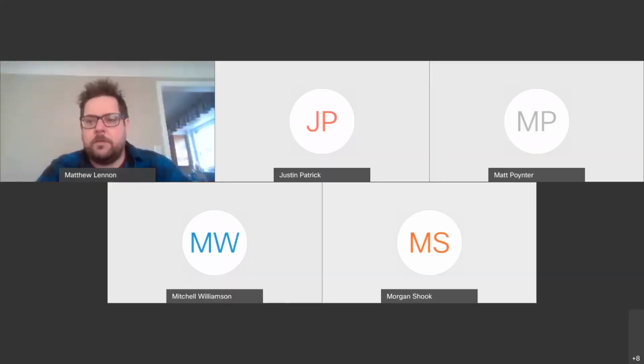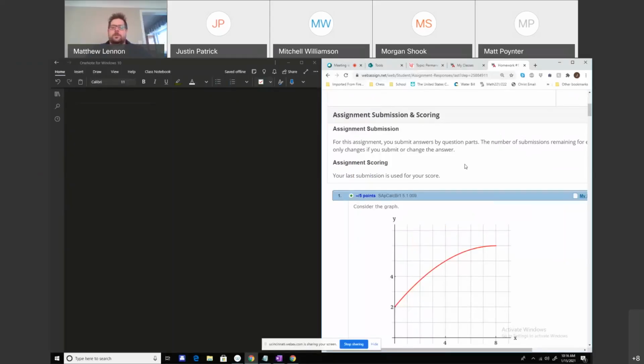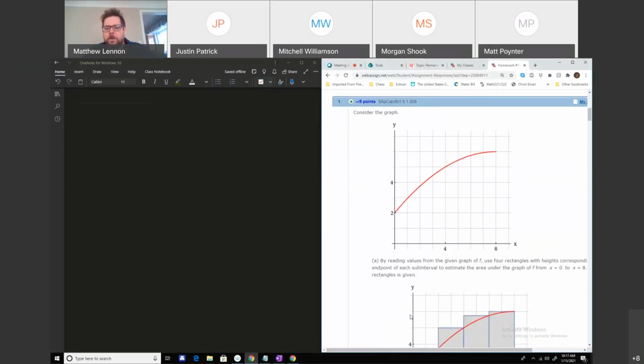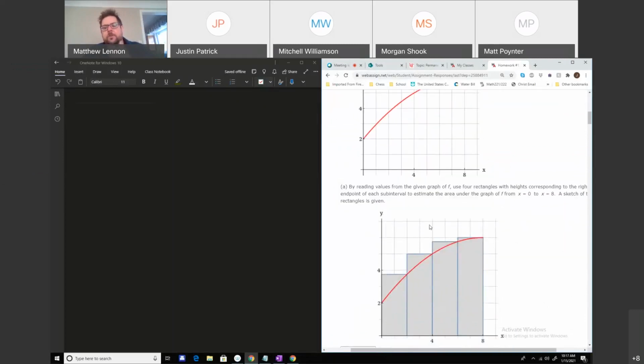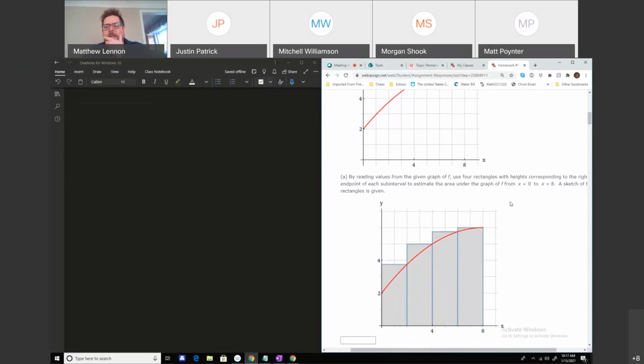Let's get started and have a look at this first homework. Again, this is just on 5.1 Riemann sums, so we'll have a look. Okay, so this first one, we have a graph, and it just wants us to read values. It actually does the Riemann sum for you. It just constructs it, and you're basically, I think, just estimating using the graph here.